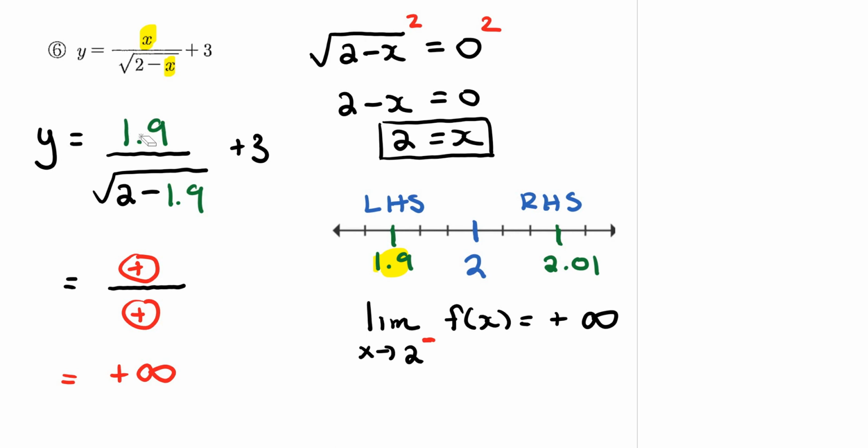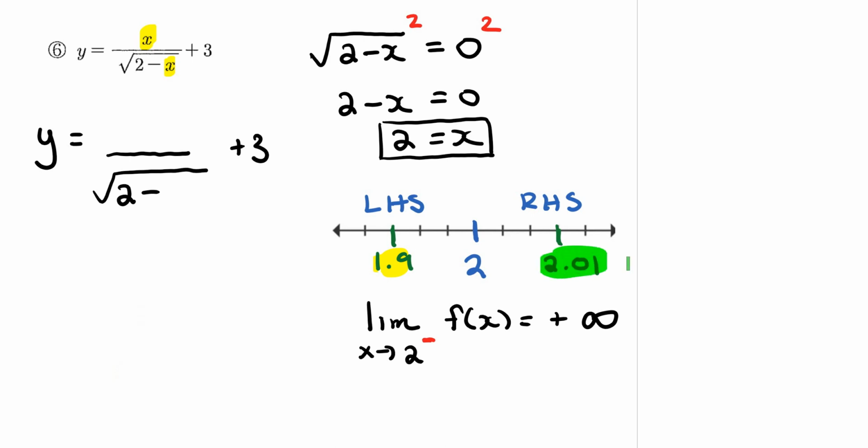Okay, let's take a look at what happens when we approach this function from the right-hand side. And something interesting will happen here. So I have 2.01, and we're going to plug that into our function. So 2.01 on the numerator and 2.01 inside the radical on the denominator.